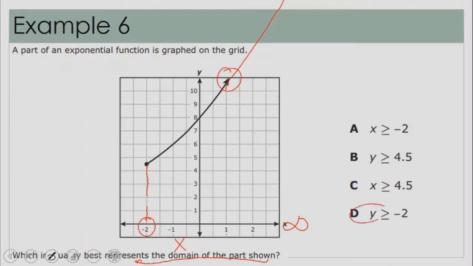Because this is y, that is not domain, so you can cross out options B and D. Since we don't have 4.5 as the starting point of our domain, you can also eliminate C. So the answer in this case is A.